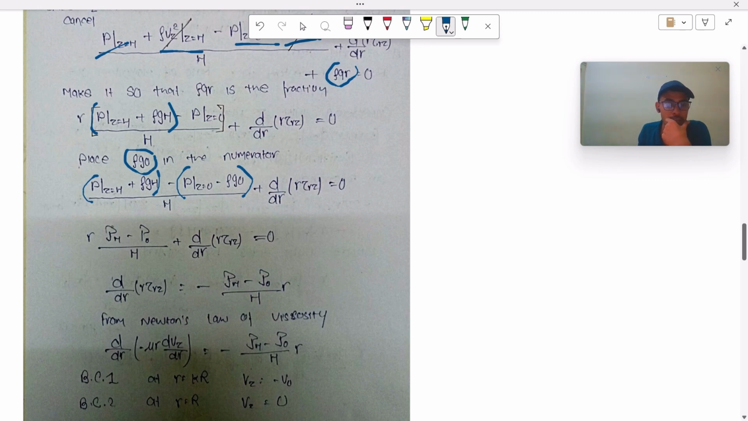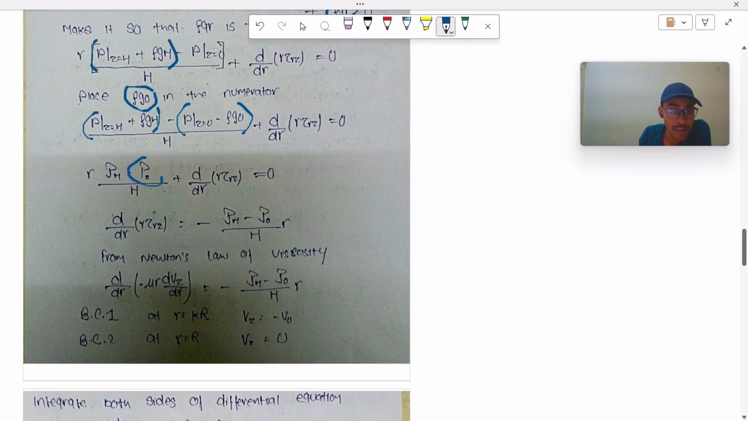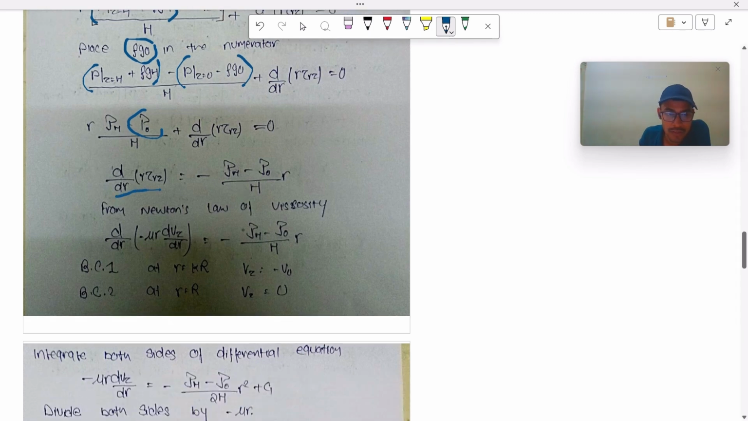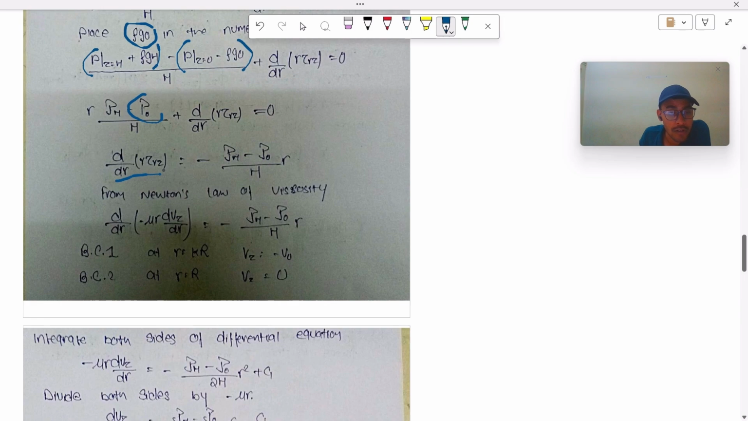This is given by r times the modified pressure at z is equal to h and the modified pressure at z is equal to 0, plus d by dr of r times tau rz. So this is our differential form of, sorry, not torque, this is shear stress. This is minus times of this. So now to get our shear stress expression, we have to integrate it.